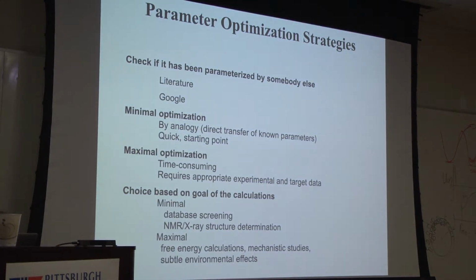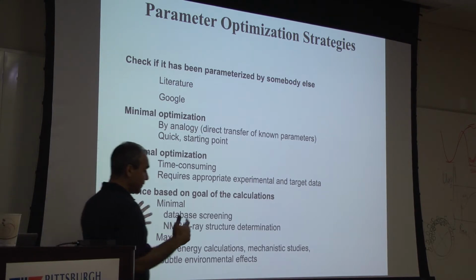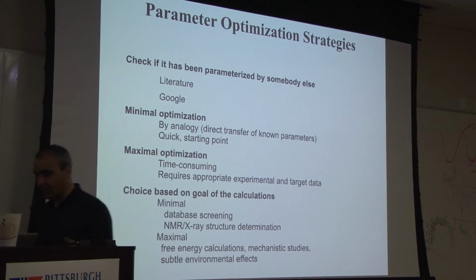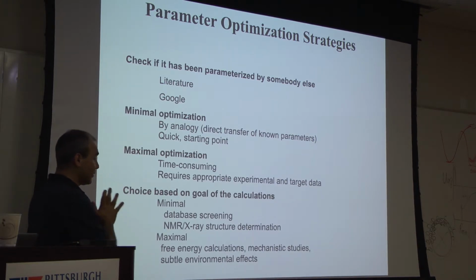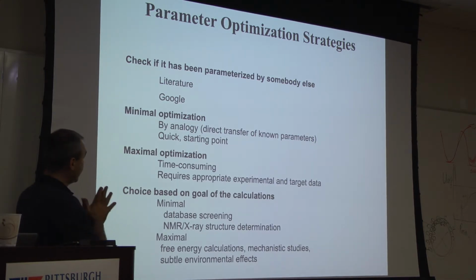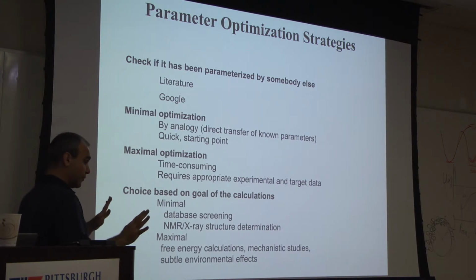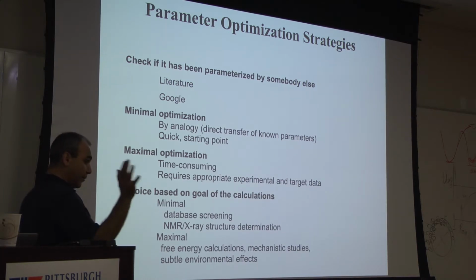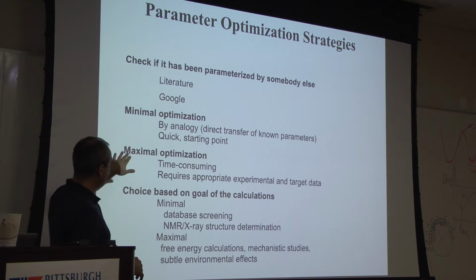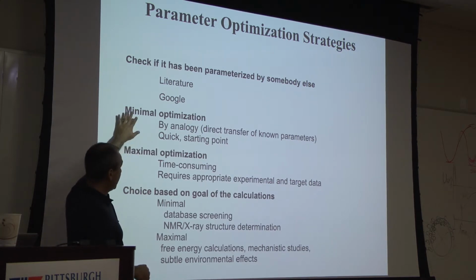Okay, so what are we going to do? So again, I think parameterization is not trivial. You can spend weeks. We try to make it simpler for you, but still it's a non-trivial task. And you need to know what you want to do. So there are two strategies for parameterization. One is doing complete optimization, maximal optimization, and then minimal optimization.